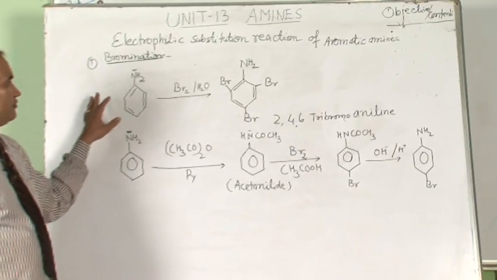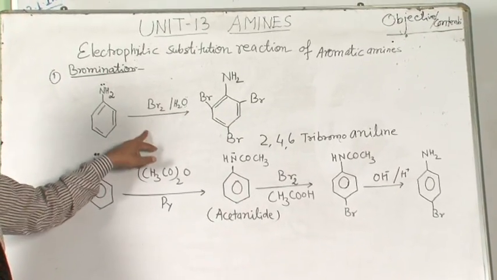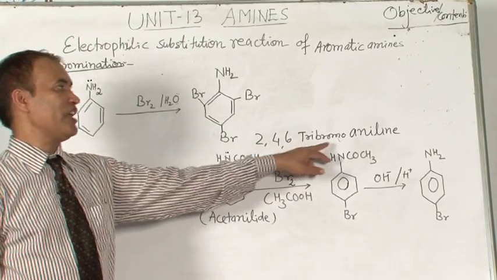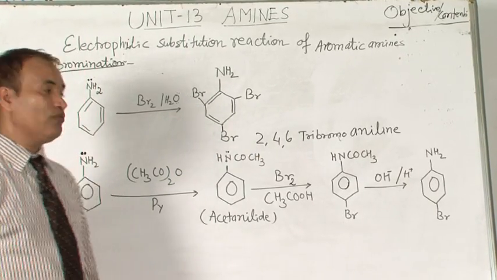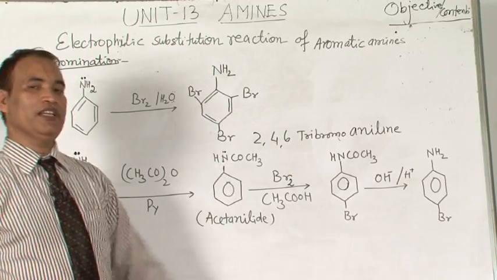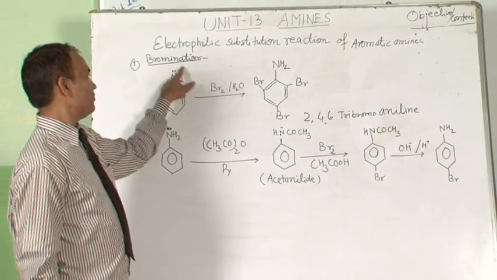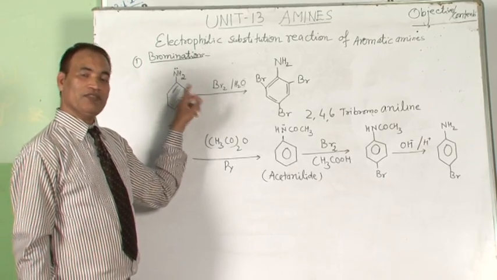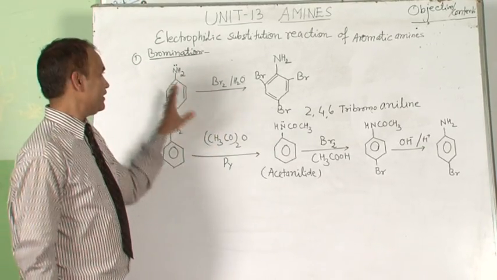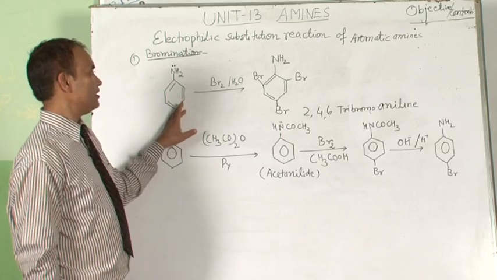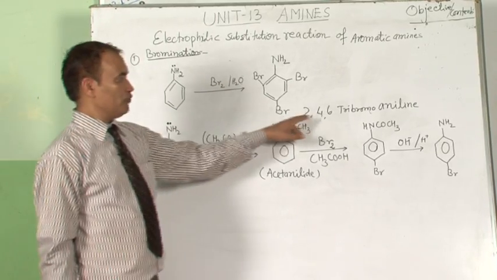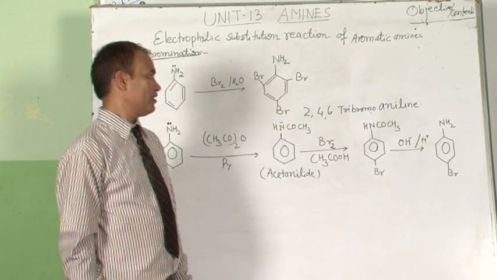Electrophilic substitution reaction of aromatic amines. Bromination of aniline. Aniline on bromination gives 2,4,6-tribromoaniline. Why does it give a tri-substituted product? Since the amino group is ortho-para-directing as well as an activating group, it increases the reactivity of the benzene. That's why it gives 2,4,6-tribromoaniline.